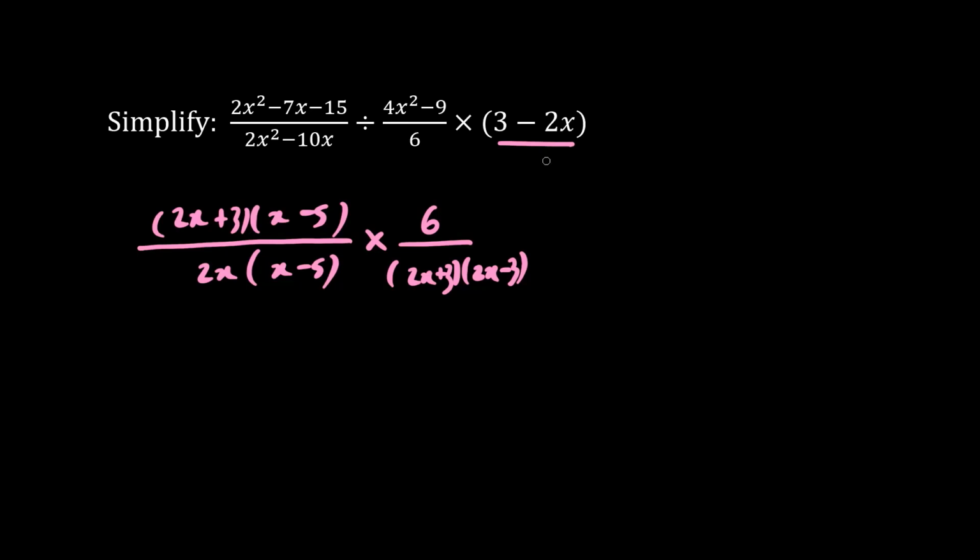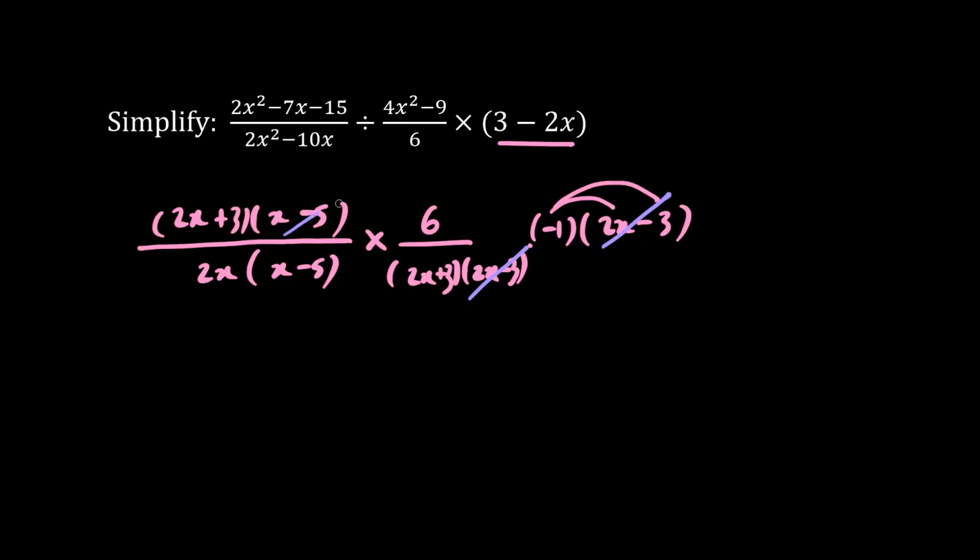So let's factor out a negative 1 here. So let's multiply by negative 1 and pull out the 2x minus 3. Negative 1 times 2x is negative 2x. Negative 1 times negative 3 is positive 3. Now the reason why we pulled out a negative 1 is so that these 2x minus 3's cancel.